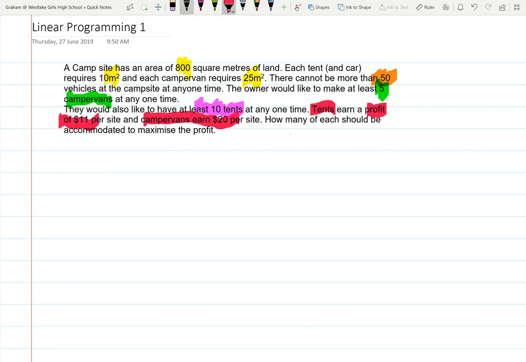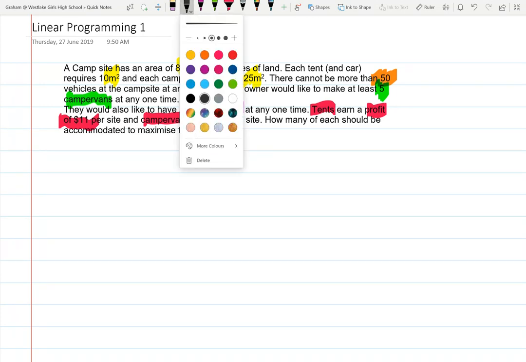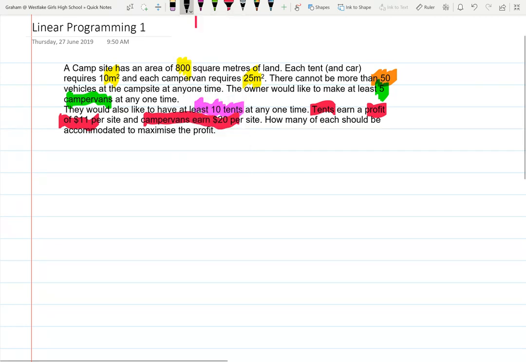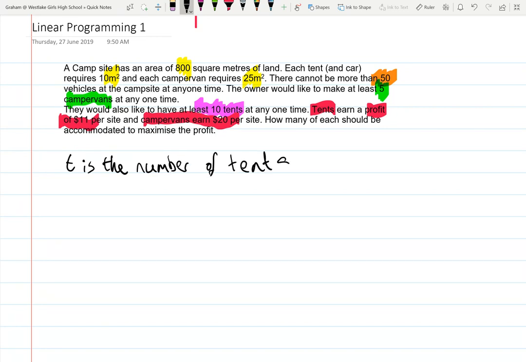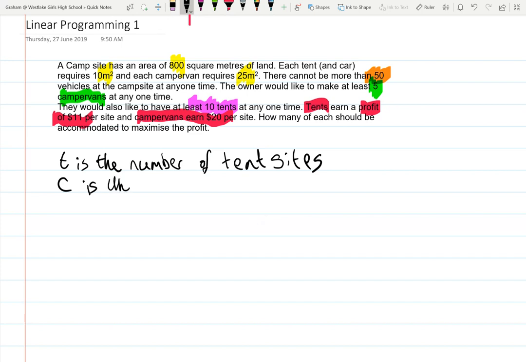But before I form my equations, my first step is I need to write down what my variables are. So I'm going to define my variables, and I'm going to use T is the number of tent sites, and C is the number of camper van sites. So I've got to be careful that I'm defining what my variables are before I start.